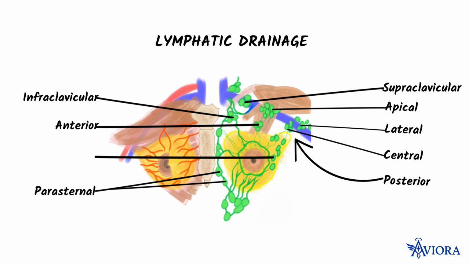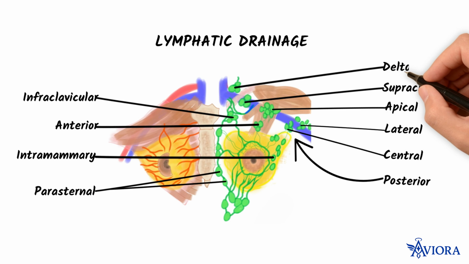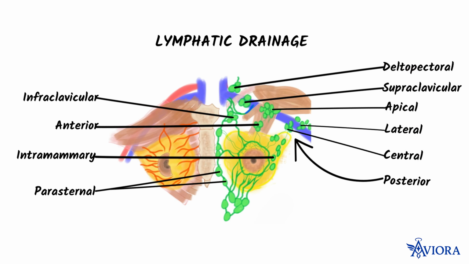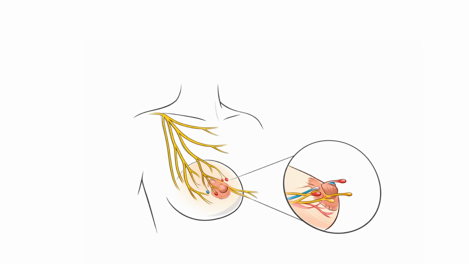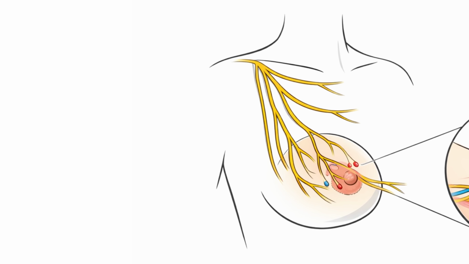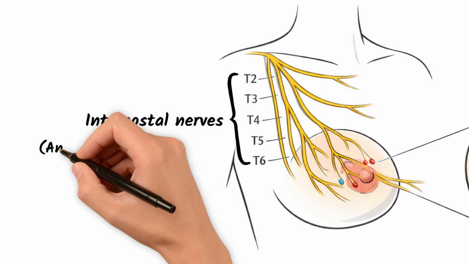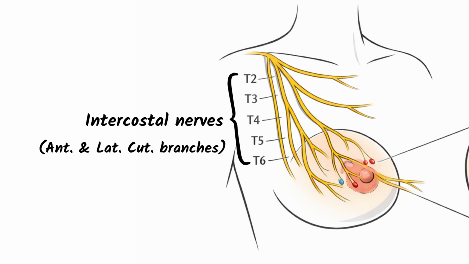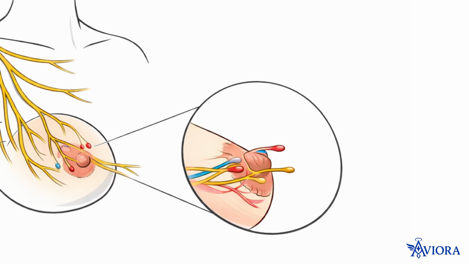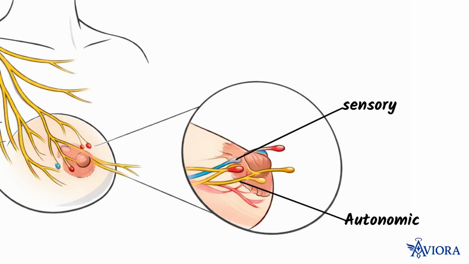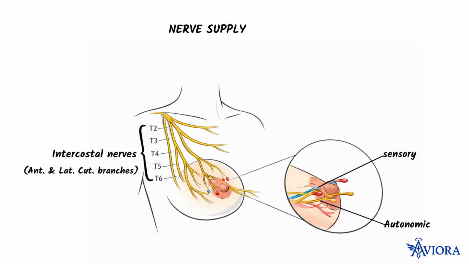Smaller amounts of lymph may also drain to intramammary nodes and to the delta pectoral, or cephalic lymph nodes in the delta pectoral groove. Nerve supply of the breast. The breast receives its nerve supply primarily from the second to the sixth intercostal nerves through their anterior and lateral cutaneous branches. These nerves provide somatosensory innervation to the skin of the breast and also carry autonomic fibers to the smooth muscle fibers of the nipple and to the blood vessels.